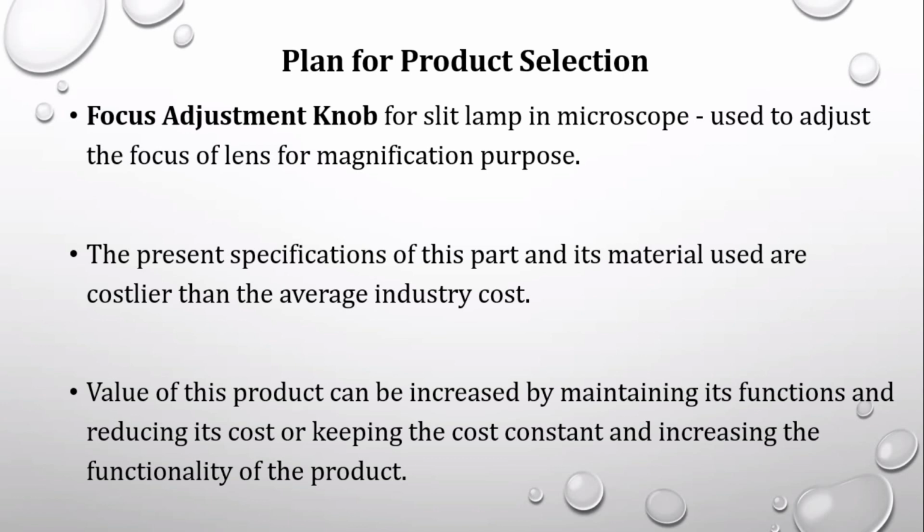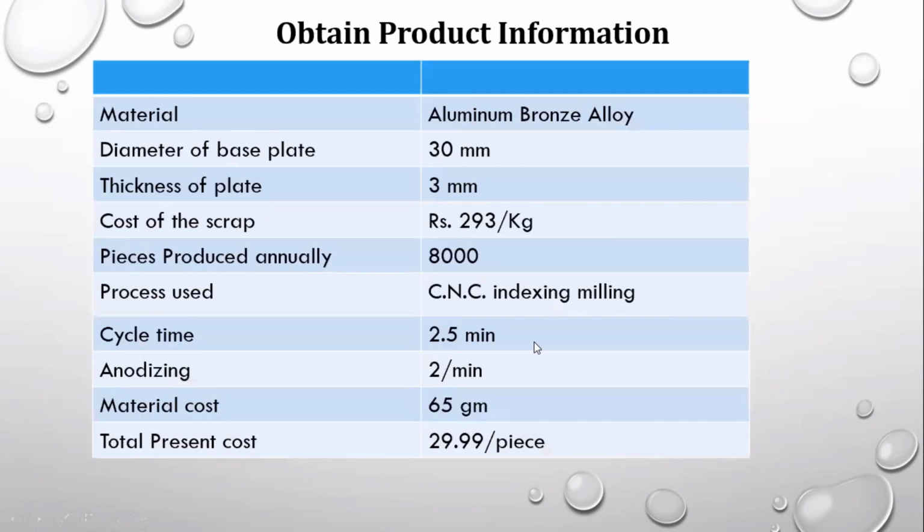So you can do both. Maintaining its function and reducing its cost, that's one way. Or else keeping the cost constant and increasing the functionality of the product. That also will convince the users, right? So the cost is the same, but for that cost, we are trying to give more functions. So people would like it.